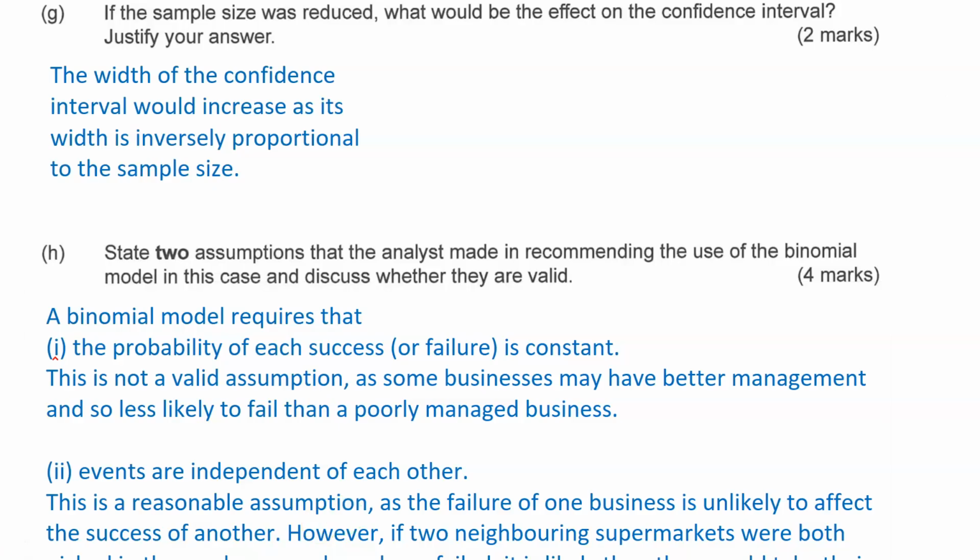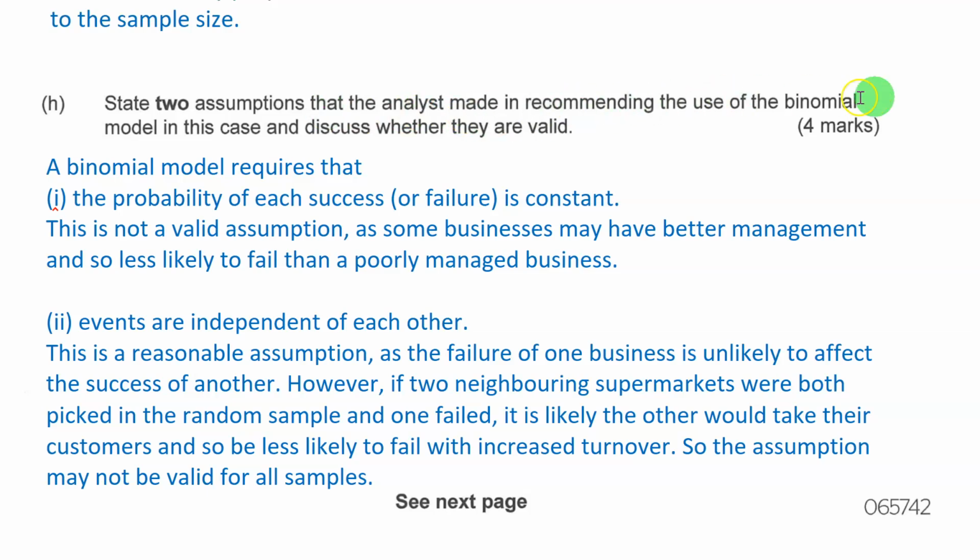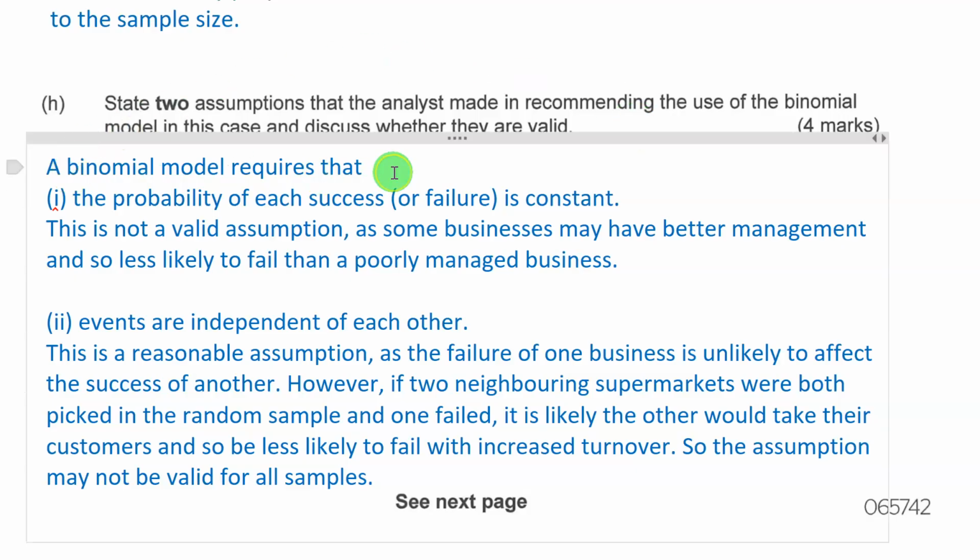So that was our 2 marks there, and then to finish off, we've got to state 2 assumptions that the analyst made in recommending the use of the binomial, and discuss whether they're valid. So the binomial model requires that the probability of each success or failure is constant, and I'd say so. I'm guessing there's 1 mark, and then we're going to get the second for saying it's not a valid assumption, because it's quite likely that some businesses will have a better management and so less likely to fail than a poorly managed business. So I think it's fairly unlikely that the probability that any individual business is going to fail is a constant.